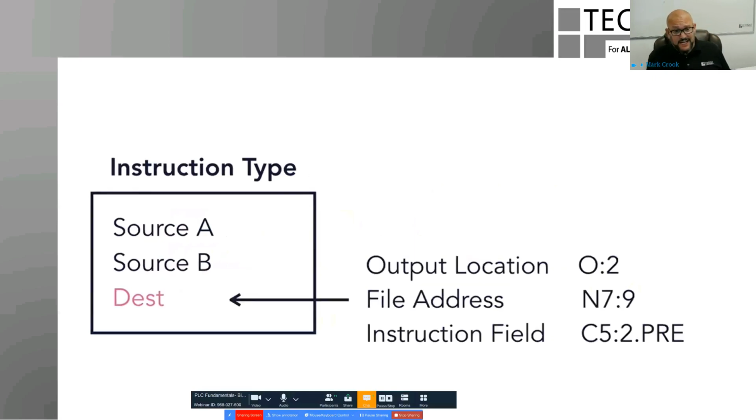So the destination field can be, again, an output location, so we could be outputting directly to an output card. We could output to a file address, such as N7:9, N7: whatever number you might be using, which again is a pigeonhole for us to hold that value to be able to then do whatever we want to do with that value. Or we could output to a counter preset, a timer preset, as we did in the previous program, or anything along those lines.